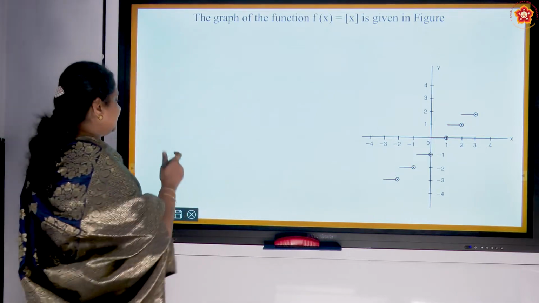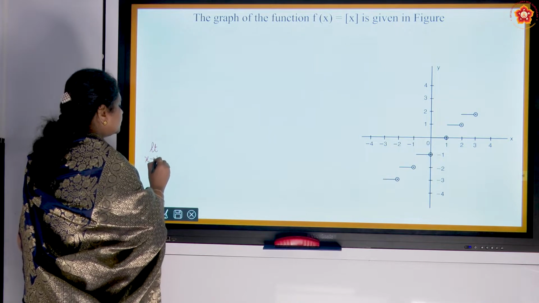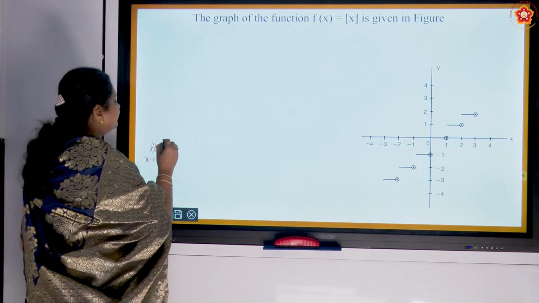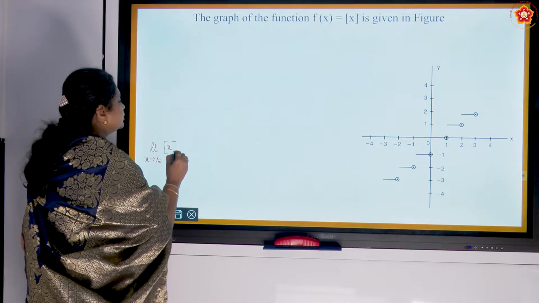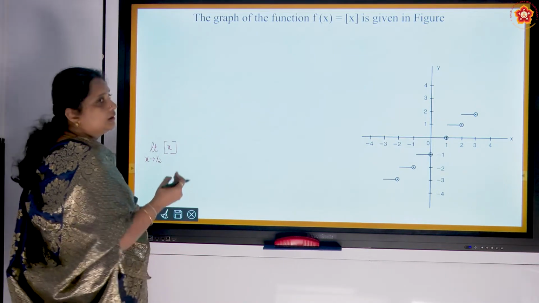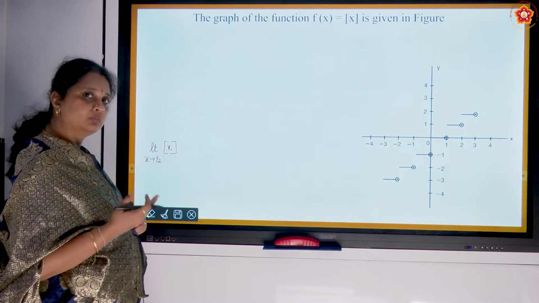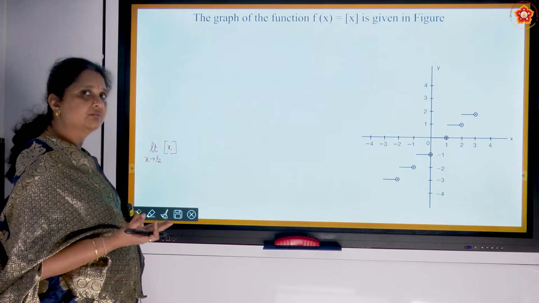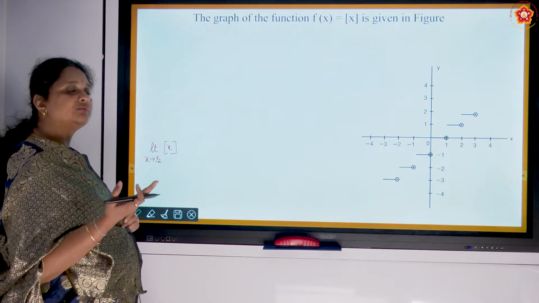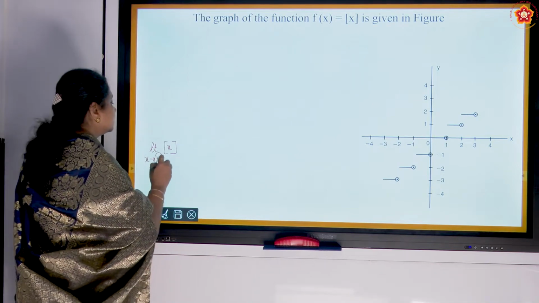Now let's check the function at x equal to half. When x tends to half, is the greatest integer function of x continuous? How do we see? We check whether the limits exist, and if they take us to the same limiting value, and if the function value at that particular half value is also the same.